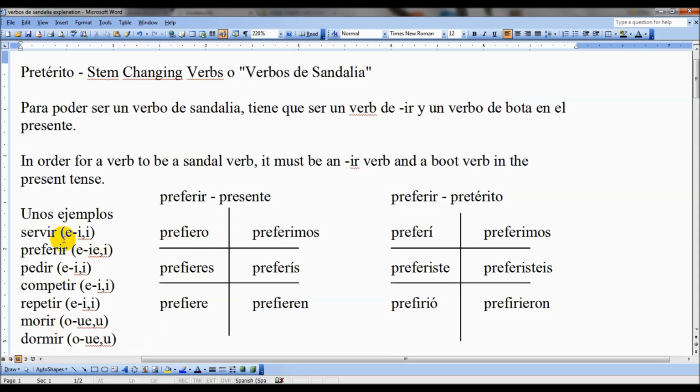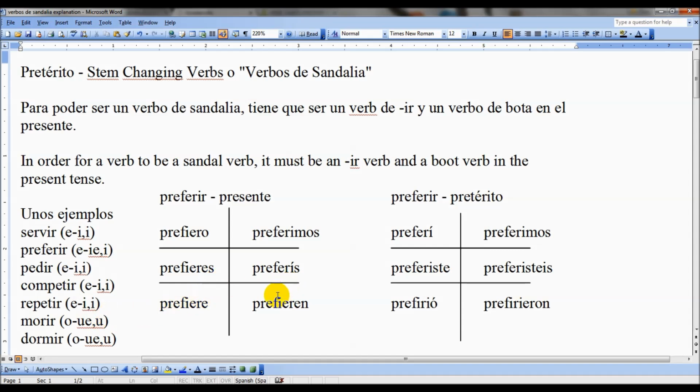These things right here next to it, in your books, if you have a textbook, sometimes you might notice these parentheses with an E-I or an E-IE next to them. What that means is that in the present tense, it's a stem changing verb where the E changes to an I, and in the preterite, it's a stem changing verb where the E changes to an I. Preferir is an E to IE in the present tense, but in the preterite, it's an E to an I. And then also down here we have morir and dormir, which go from an O to a UE in the present tense, or an O to a U in the preterite.